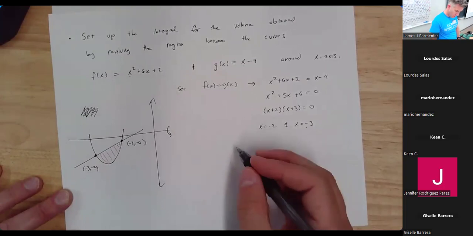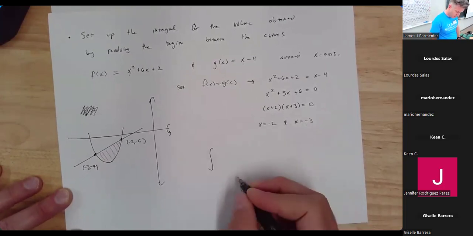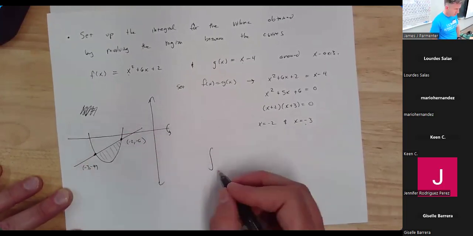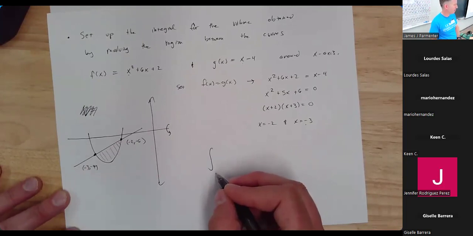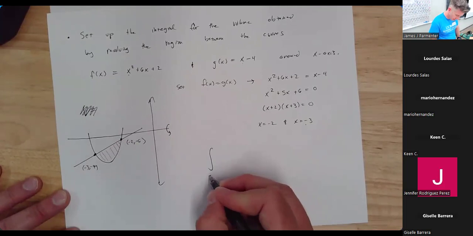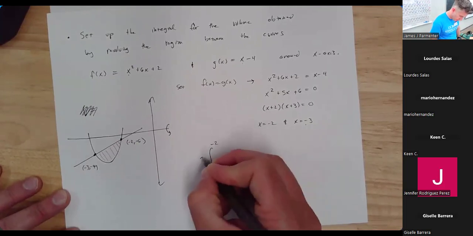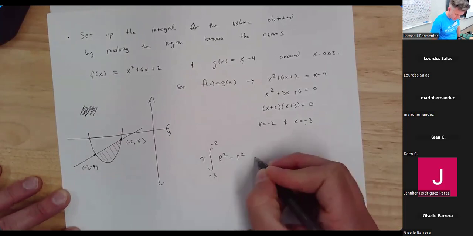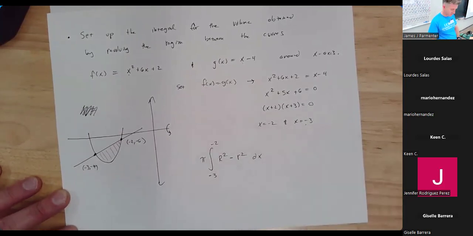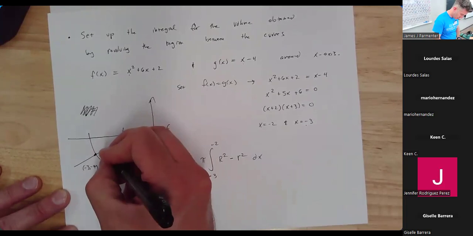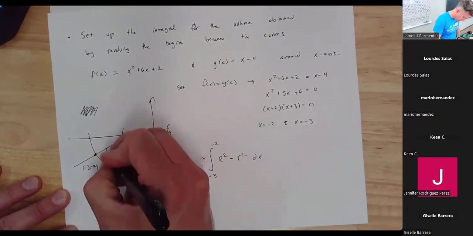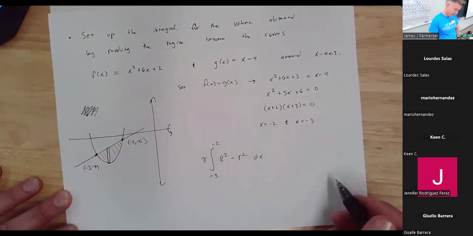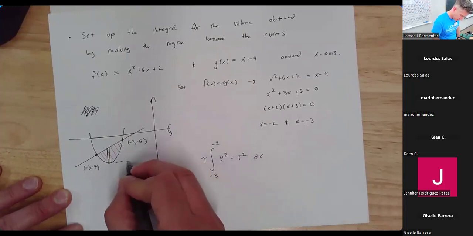So we know that we're going to do the integral from what's the bottom limit here? The negative 2 or is it negative 3? Right, it's -3 to -2 of pi times your larger radius squared minus your smaller radius squared dx. So we're looking at this little strip here, and yeah, it's kind of funky.